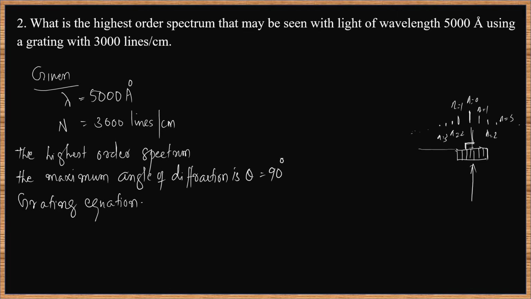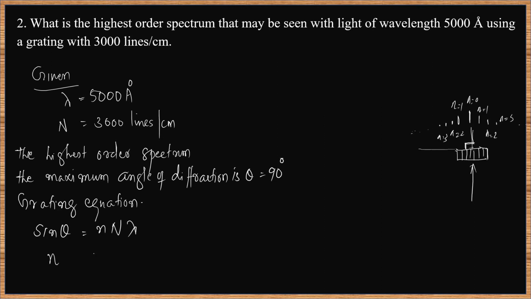What was the equation? Sin theta is equal to n lambda. So n is here, lambda is here, theta is here. So what will be n? That's what we need to find, right? The highest order spectrum.